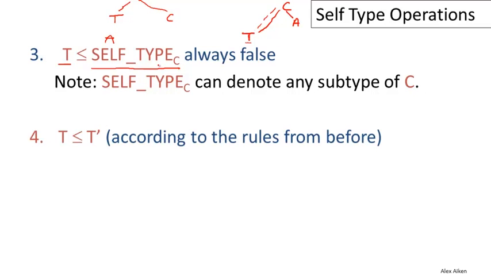And finally, if we're comparing two normal types with no self-type, then we just use the rules that we gave before. So the subtyping rules we had for normal class names haven't changed at all. And that covers all four cases. We could have self-type on both sides, we could have self-type just on the left side or just on the right side, and finally we could have a subtyping relationship with no self-type at all.